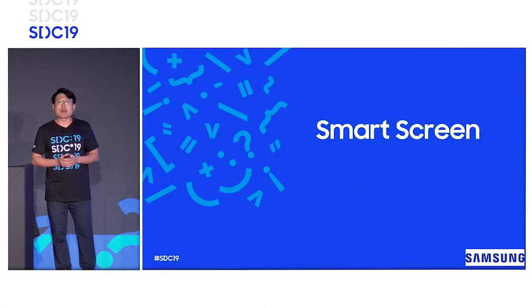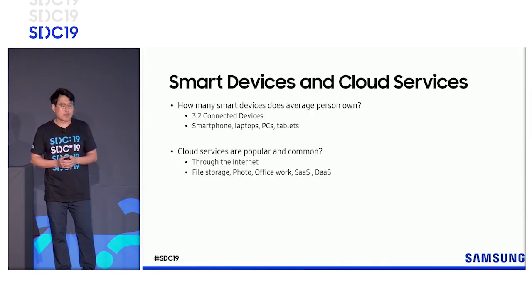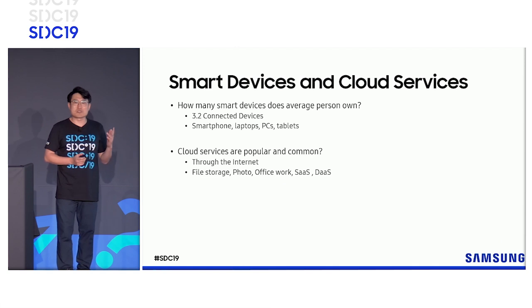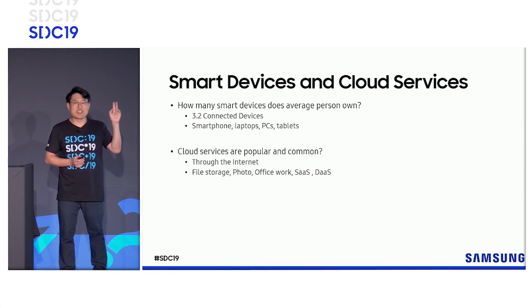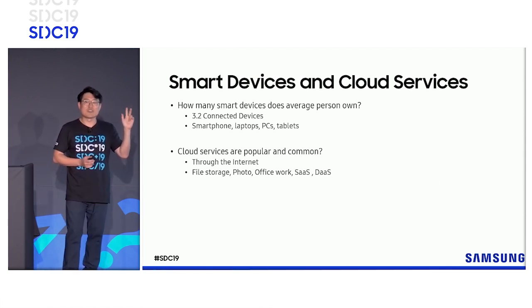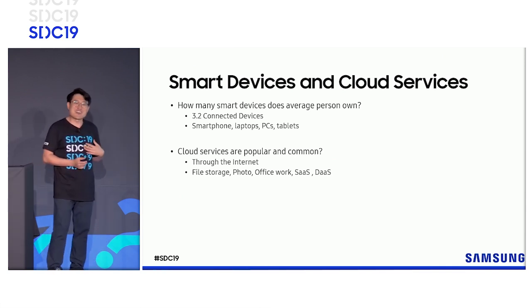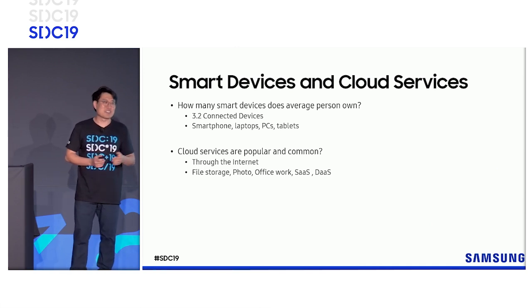First, I will explain the smart screen strategy. I have a question. Please show your hands. Are you ready? How many smart devices do you have in homes, such as smartphone, laptops, PC, tablets? Please raise your hand. Just 1, 2. Oh, okay. 3? Oh, more than 5. Wow, I think you are a millionaire. I also have 6 smart devices at home.